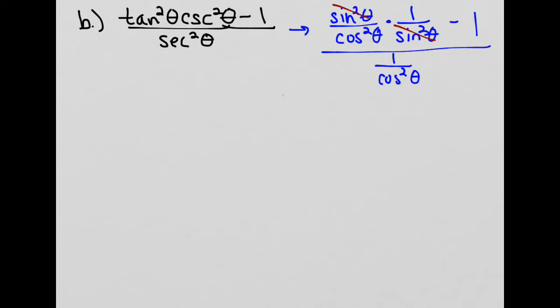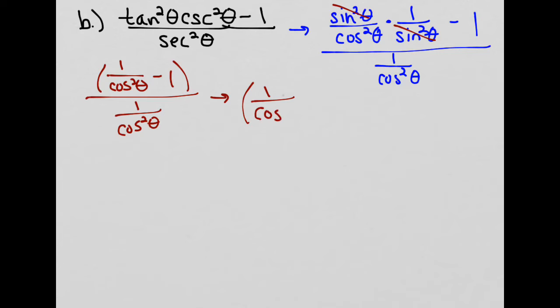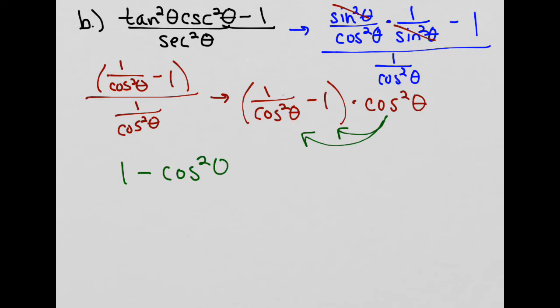So we have 1 over cosine squared theta minus 1 divided by 1 over cosine squared theta. We can keep change flip, so we keep the top the same and flip the bottom, so we're multiplying that by cosine squared over 1, or just cosine squared. From here, if we distribute that cosine squared, cosine squared over cosine squared is 1, and then minus 1 times cosine squared is cosine squared.